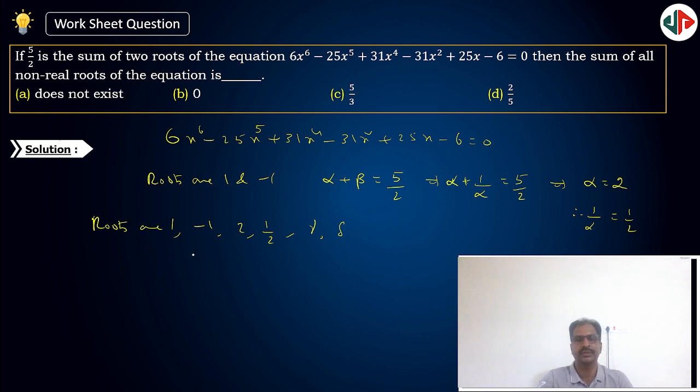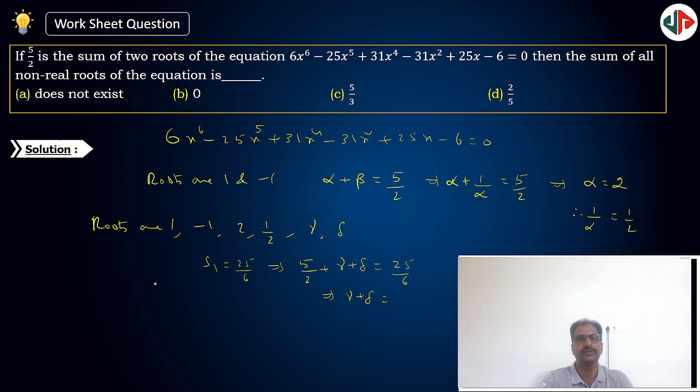Now, let us find the sum of all the roots. What is S1? 25 by 6. What is S1, the sum of all the roots here? 1 and minus 1 get cancelled. So 5 by 2 plus gamma plus delta is equal to 25 by 6. From this, you get gamma plus delta.